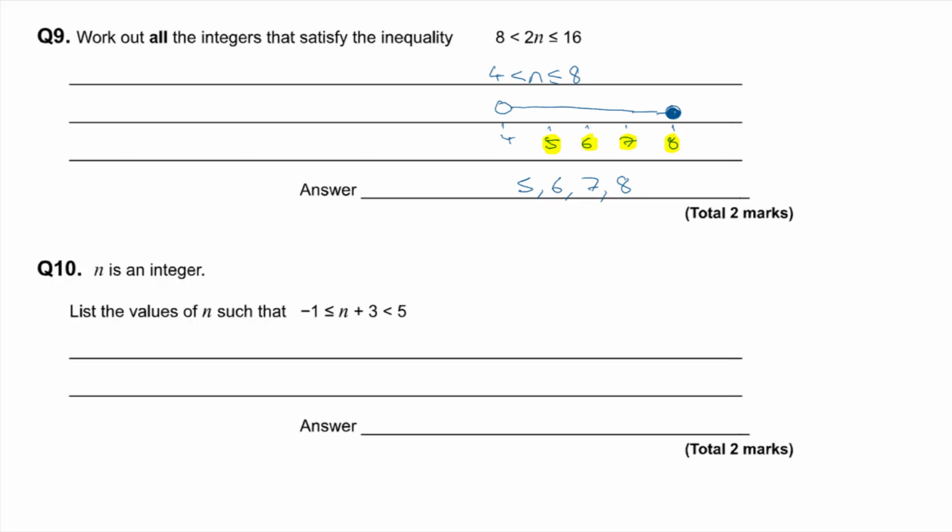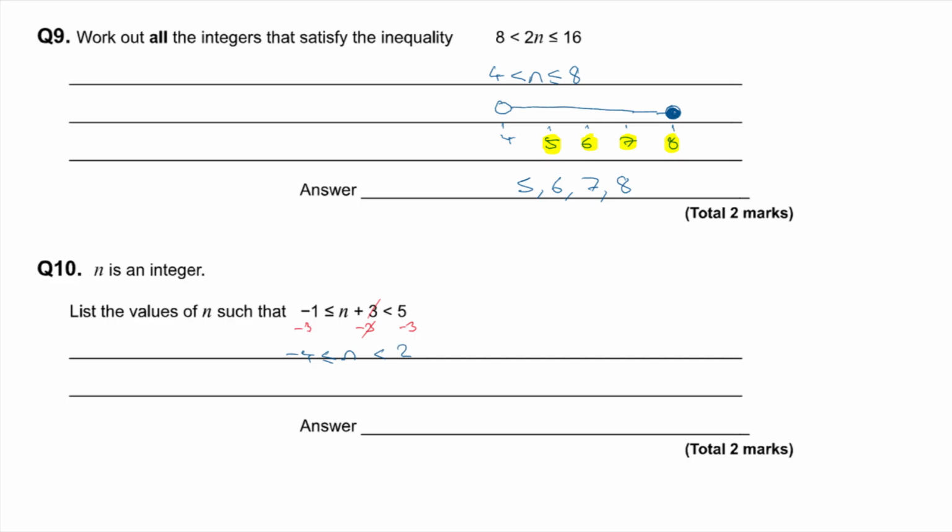Okay. Question 10. n is an integer. List all the values of n such that -1 is less than or equal to n plus 3, which is less than 5. Okay. Now again, at the moment I've got n plus 3 in the middle. Now I can simplify that and get n by subtracting 3 from all parts. So take 3 away from there, take 3 away from there, take 3 away from there. These ones in the middle will cancel, just leaving you with n in the middle. On the left hand side, you're going to get -1 minus 3, which is -4. And I've got 5 take away 3, that is 2.